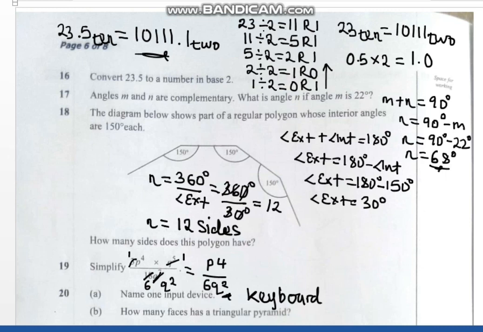Then 20b, how many faces has a triangular pyramid? A triangular pyramid has got 4 triangular faces, one on the base and 3 on the sides. So the answer here is 4 faces.